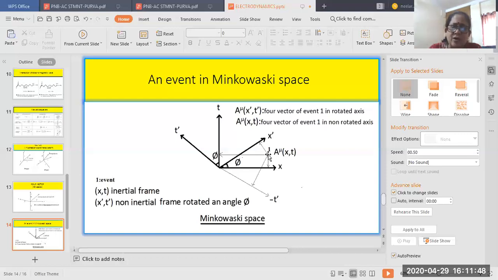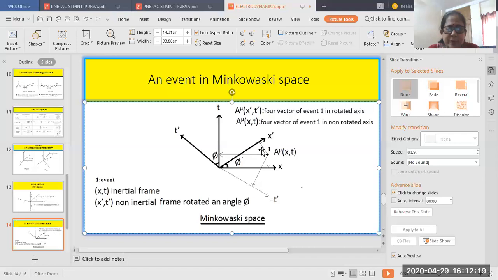So how to find its position in the original axis? The original axes are x and t. Draw the perpendicular to the x-axis, and draw the perpendicular to the t-axis. That determines the position of 1 in the original axis. Similarly you can find the position with respect to the rotated axes. What are the rotated axes? One is t dash, another is x dash. Now you can draw a perpendicular for x dash, and similarly for t dash.